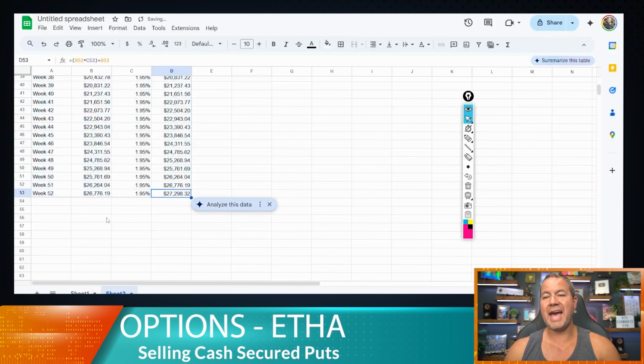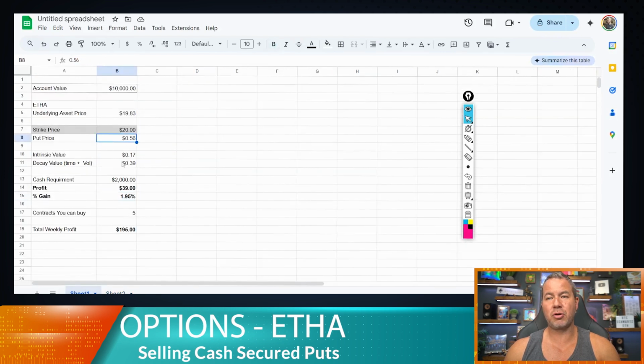It shows that your account, even though you're only making 1.95% per week, by the end of week 52, which is 1 year, you'll have $27,295.32, which isn't a bad little gain just by getting 1.95% per week. Which, if you look at the volatility and the spreads in the options, that's actually not that crazy, considering this is a right at the money call or put that we sold on ETHA, and that's kind of how it would work out.